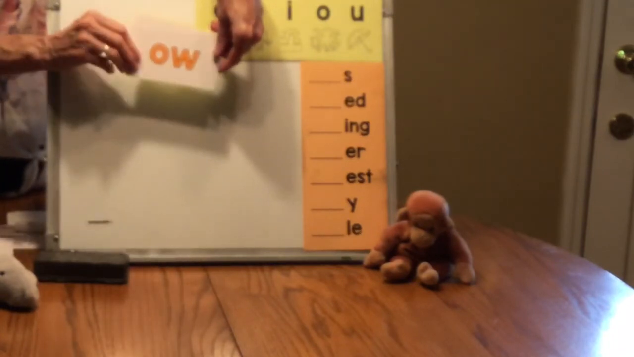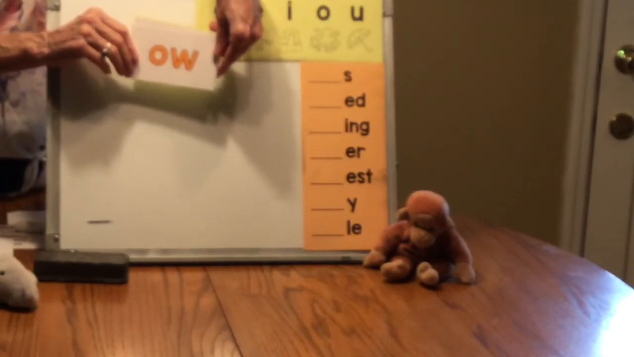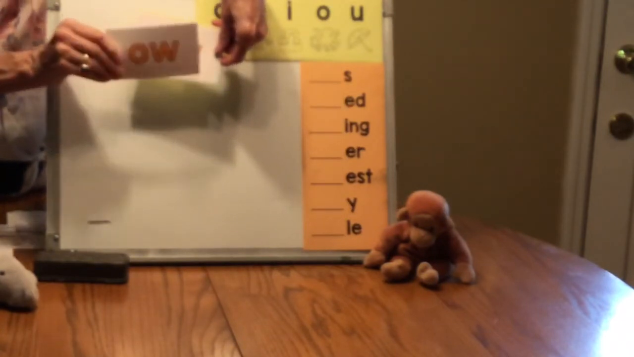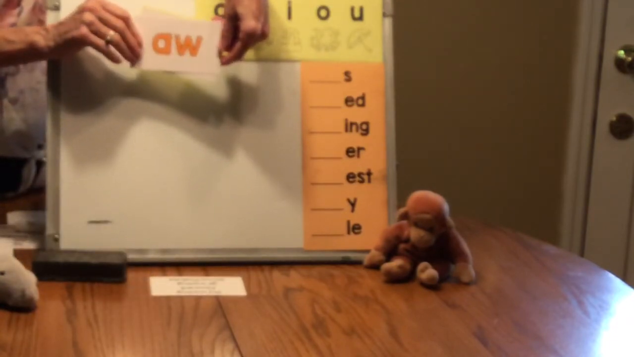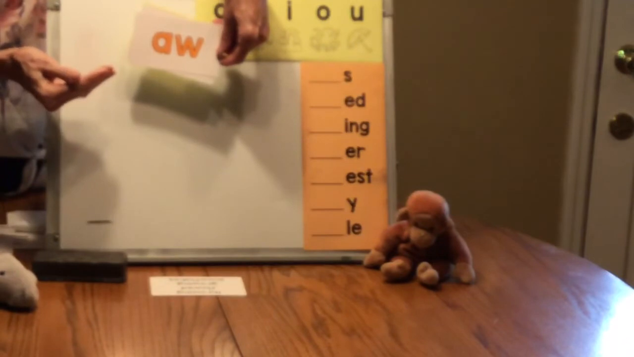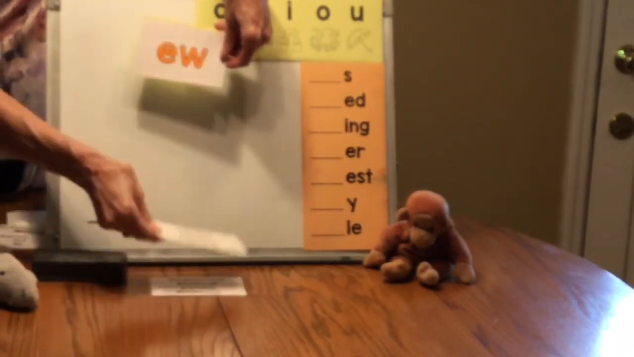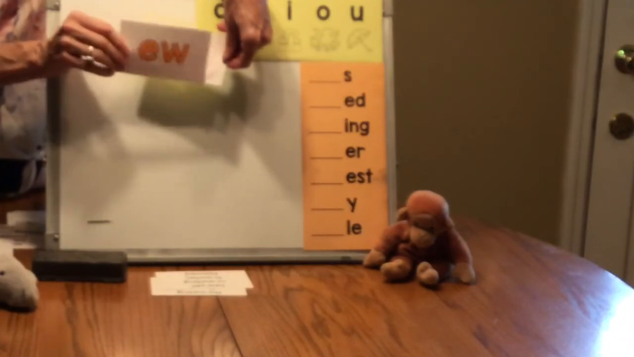Now, O-W has two sounds. So it can say O-O-O, like in snow, or it could say ow, ow, ow, as in cow. A-W says ah, ah, ah. On the song, it will say we drop our jaw. E-W is ooh, ooh, ooh, and in the song, it's the word new.